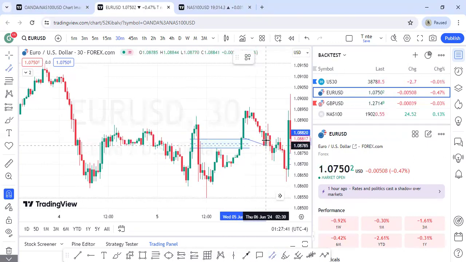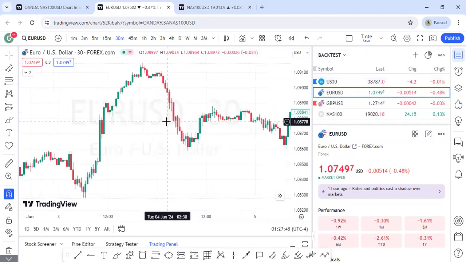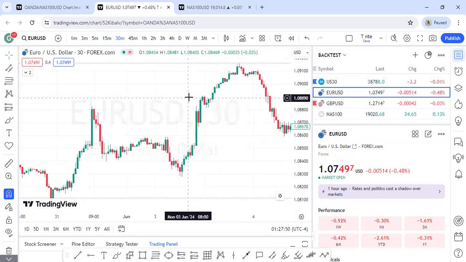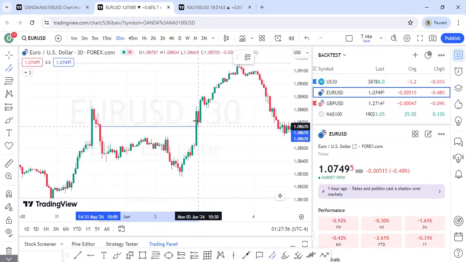It was this gap. So I had two gaps here. I had this gap here overlapping with this gap. So it was also called a balanced price range. Price forming two sets of fair value gaps almost at each other. All right, look at this one as well. Look at another balanced price range here between this low.